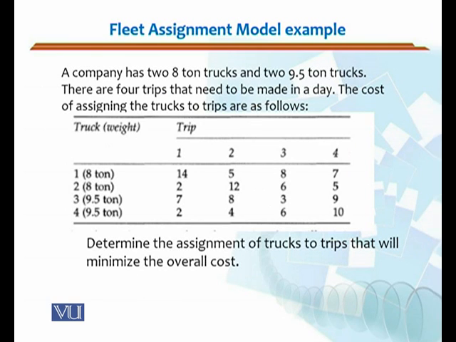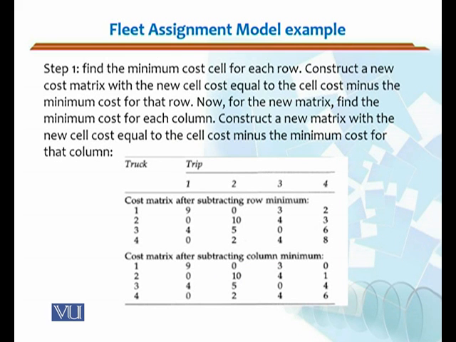What does it mean? It means for the first row, you have a minimum cost of 5, which is for trip 2 for truck 1. So 5 minus 5, it will become 0. And 14 minus 5, it will become 9. And 8 minus 5, it will become 3. And 7 minus 5, it will become 2. So we have the first part of the table given here. And you can repeat the procedure for truck 2, 3, and 4.